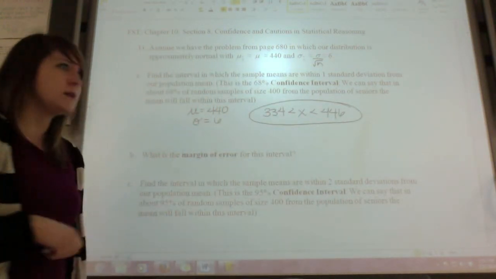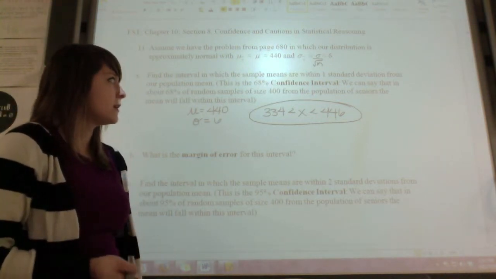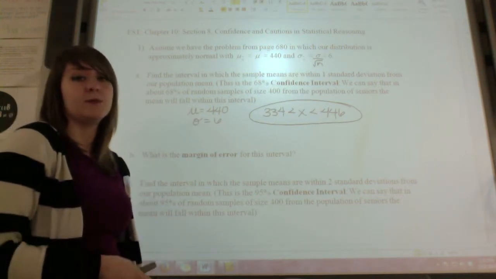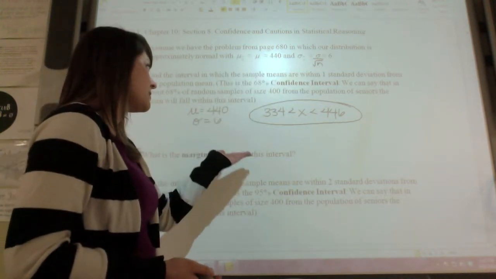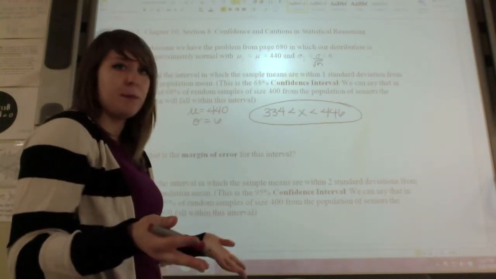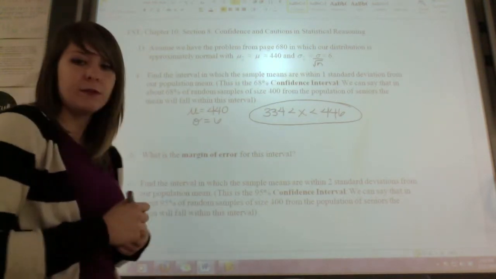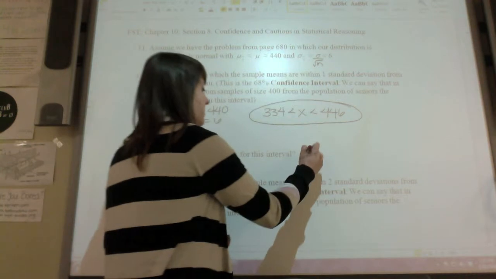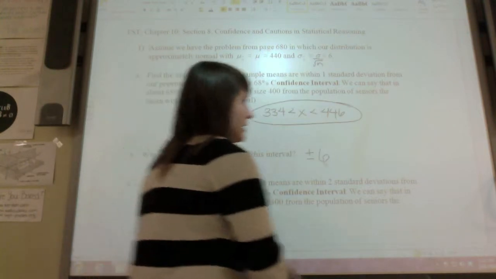So that is what my confidence interval is going to be for the specific data set, as long as I'm doing within one standard deviation, which is a 68% confidence interval. So a standard deviation in this case was 6. I want within one standard deviation, so I just added and subtracted 6 from my mean. Easy peasy. Okay, next up it says, what is the margin of error for this interval? Well, what I was doing was I was adding and subtracting 6, so my margin of error is plus or minus 6.